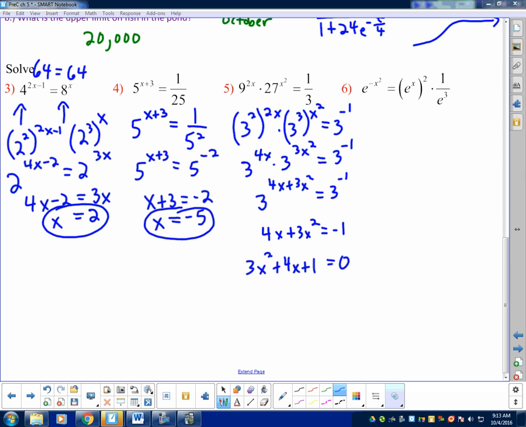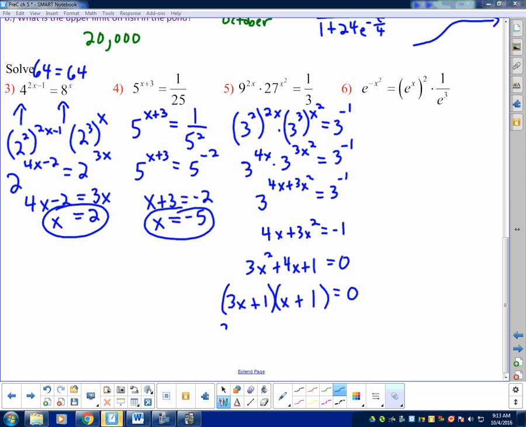So can we factor this? Is it factorable? If it's factorable, so are there factors of 3 that add to equal 4? Yeah, 3 and 1. So what are the factors in 3x plus 1, x plus 1? Good. So we don't have to use the quadratic formula. That's nice.